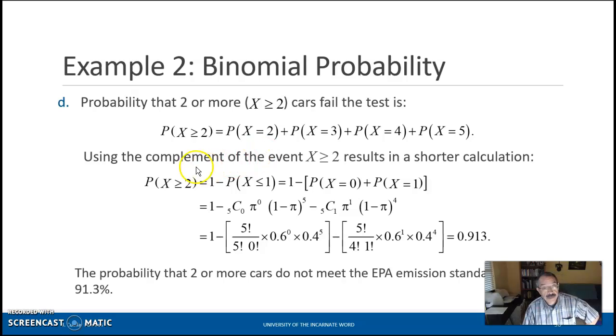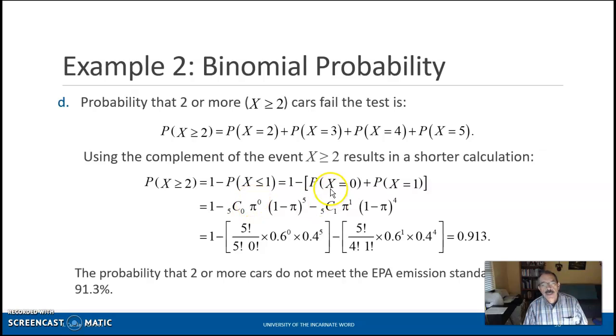A simpler calculation will be to use the complement of the event x larger or equal to 2. There are 6 possible values of the random variable, so we have 2, 3, 4, and 5, excluding 0 and 1. So the complement of x being larger or equal to 2 is x being less than or equal to 1. Using the complement, what we have is 1 minus the probability that x is equal to 0 plus the probability that x is equal to 1. I'm putting this within brackets because we're subtracting the addition of these two probabilities from 1.